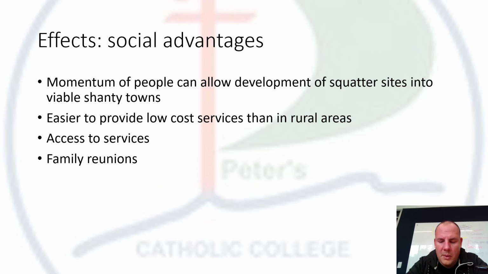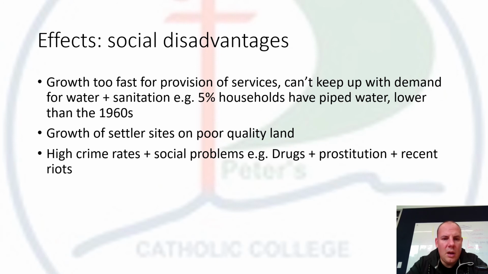The social advantages, momentum of people can allow development of squatter sites into viable shanty towns, and this is a big problem, and I'll be showing you some examples of what they look like. It's easier to provide low-cost services than in rural areas, so benefit, access to services and family reunions. The disadvantage, the growth is too fast for the provision of services, can't keep up with the demand for water and sanitation. 5% of households have piped water, lower than in the 1960s because of this massive rate of change. Growth of squatter sites and poor quality of land, like I said about the lagoons, and there's high crime rates, social problems, drugs, prostitution, and there's been riots recently with social upheaval.